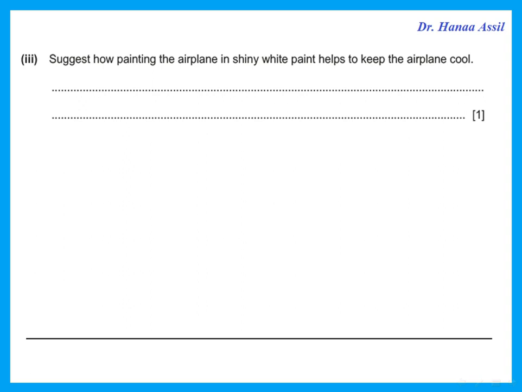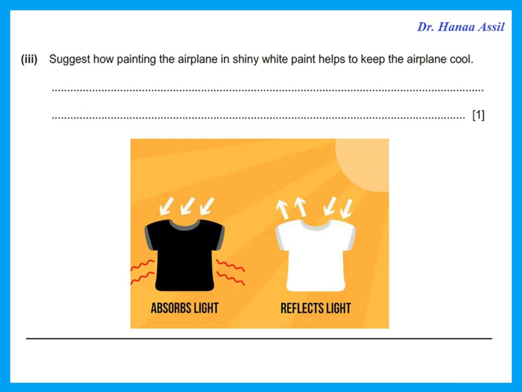Suggest how painting the airplane in shiny white paint helps to keep the airplane cool. What is it about white paint or black paint? You have to remember that. A white shirt, for example, would reflect the light that comes from the sun, while a black one absorbs the light from the sun. So if we paint the airplane white, then the white surface reflects the heat from the sun, and this keeps the airplane cool.